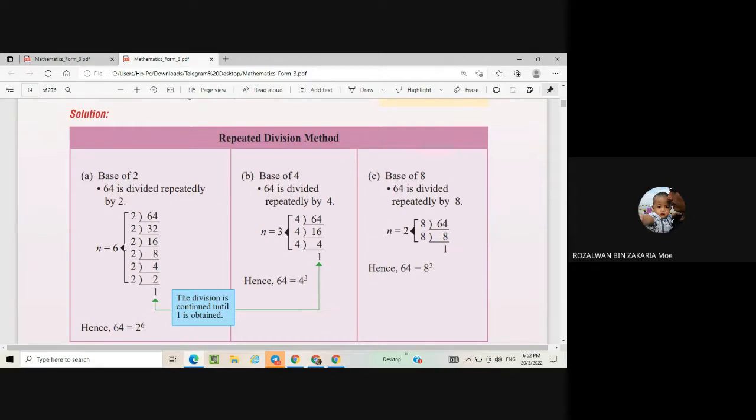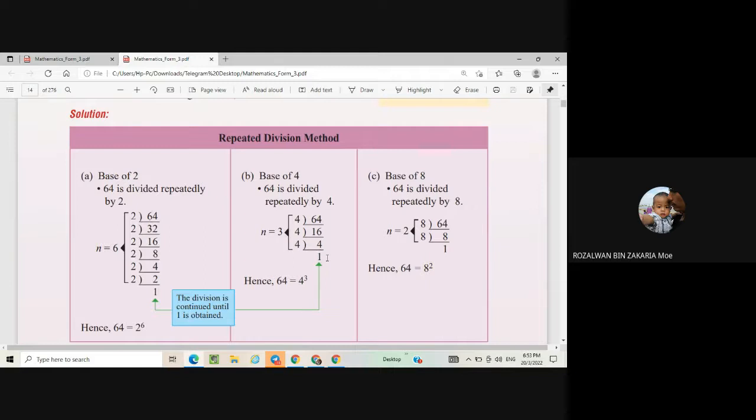It is equal to how many times 2 must be multiplied by itself to get 64. So this one, the answer is 2 power of 6. And for B, base of 4. So 64 is divided repeatedly by 4. So write 64, you divide with the 4, then you will get the answer 16. Then 16 you divide with the 4, you get the answer 4. Then 4 you divide with the 4, you will get the answer equal to 1.